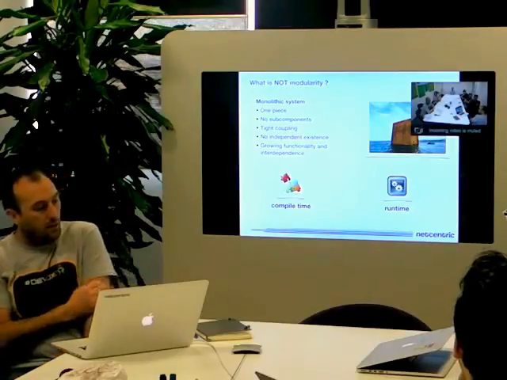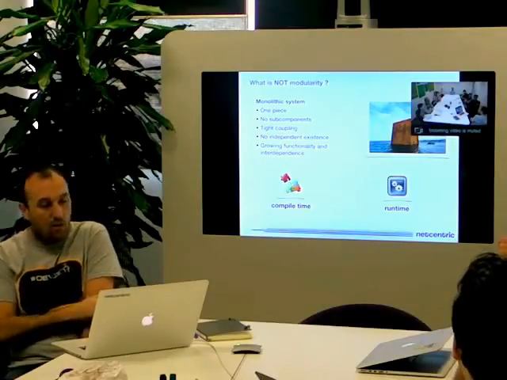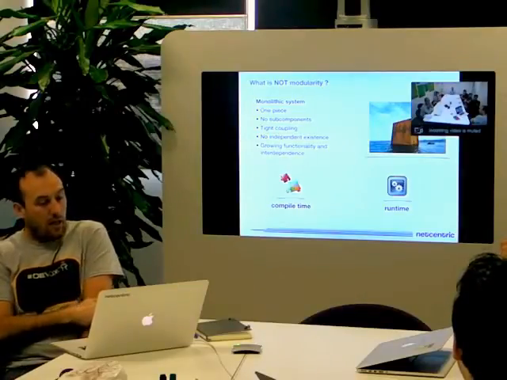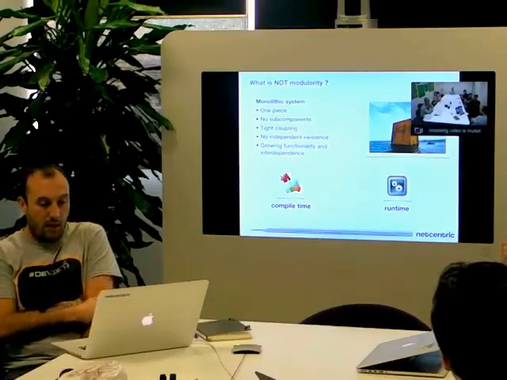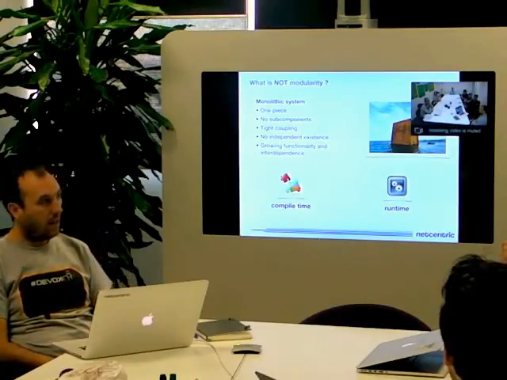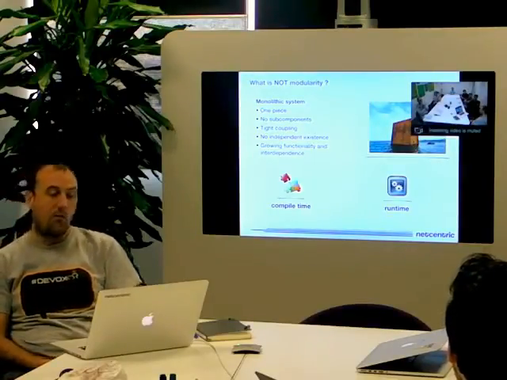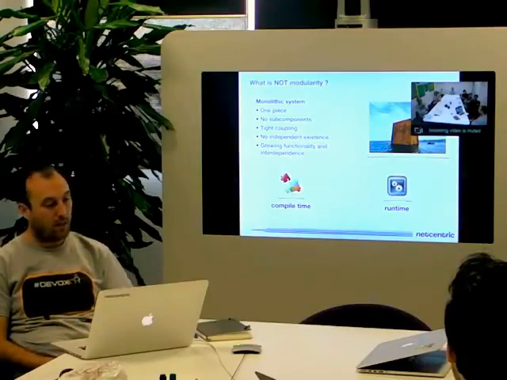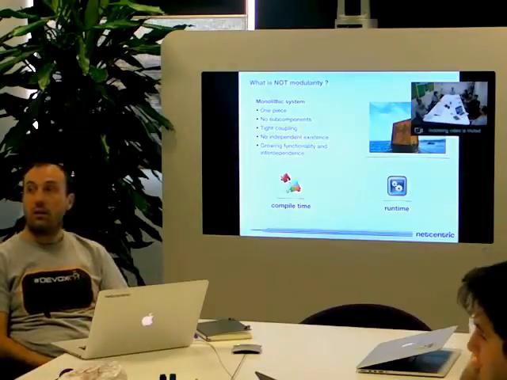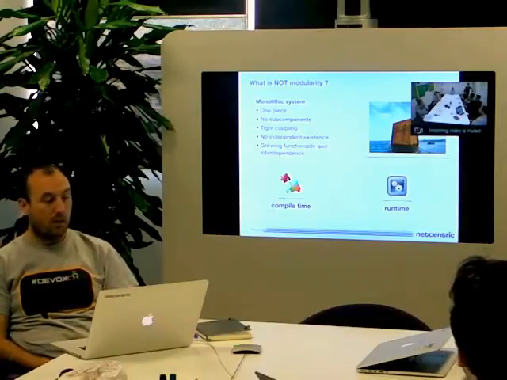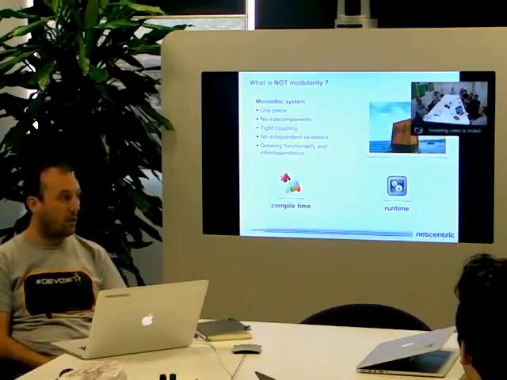So a monolithic system has different characteristics. It can be made in only one deployable piece. Also, it doesn't have subcomponents that we can deliver separately. And if we have different parts, those parts are tightly coupled, so we will have a monolith application also. And another characteristic of a monolith system or application could be that its parts don't have existence apart from the other parts, so they need each other to live.